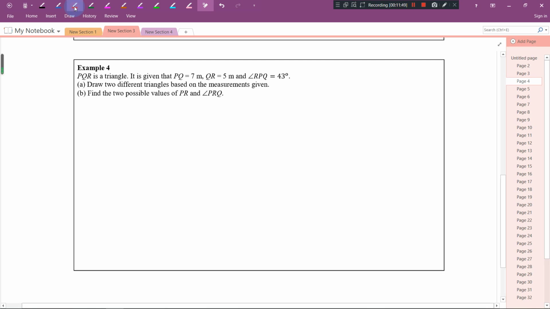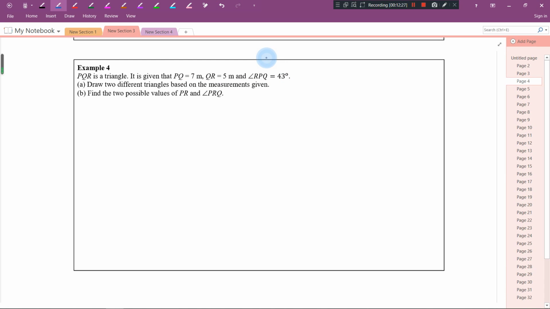Now let's try this example. Example 4. PQR is a triangle. It's given that PQ is 7 meters, QR is 5 meters, and angle RPQ is 43 degrees. Draw two different triangles based on the measurements given. It means that by using these measurements, you can form two triangles which are different in shape. They are both triangles, but they will look different. This situation we call the ambiguous case.